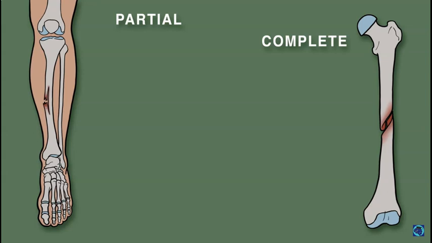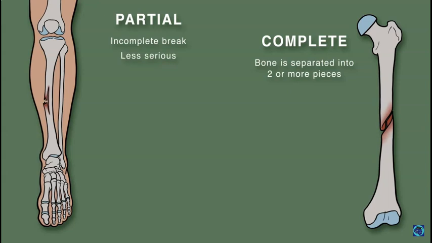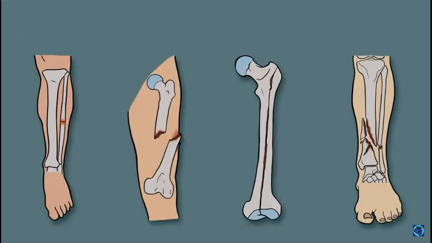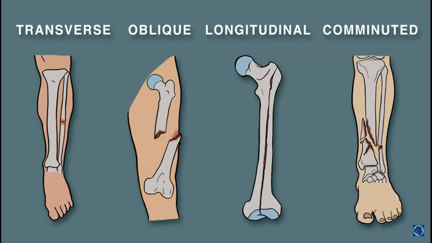Fractures can also be partial or complete, which is exactly what it sounds like. A partial fracture is an incomplete break, while a complete fracture means the bone is separated into 2 or more pieces. Partial fractures are less serious, and typically you will just need a splint or cast. Complete fractures can be further classified according to the position of the breakage as transverse, oblique, longitudinal, or comminuted.